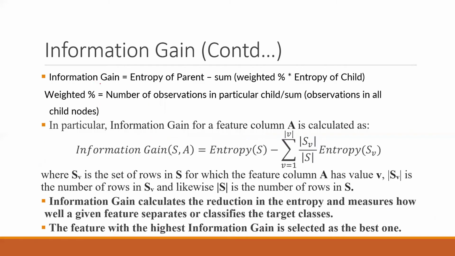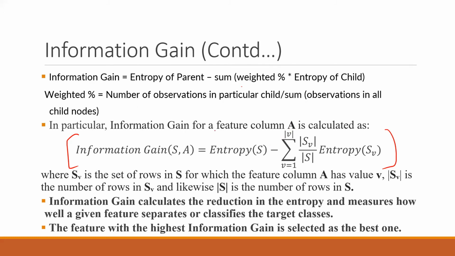So this is the formula. Information gain is equal to entropy of the parent minus the sum of weighted percentage into entropy of child. This is the final formula which we will be using to solve for the information gain value, and we will be using this exact formula in the programming also. Here, weighted percentage means the number of observations in the particular child divided by the sum of observations in all the child nodes.